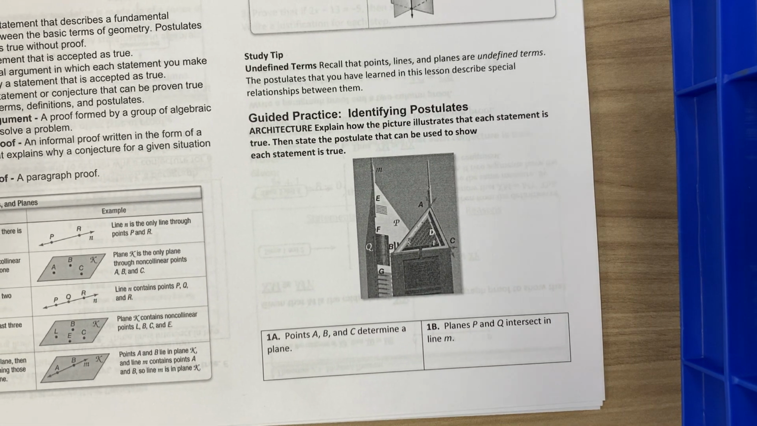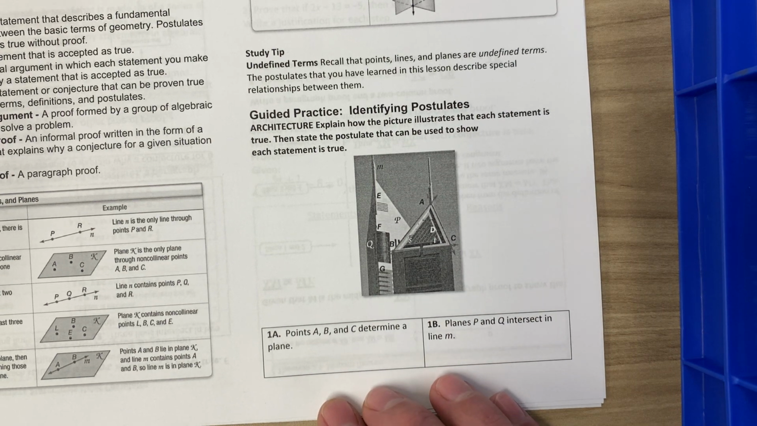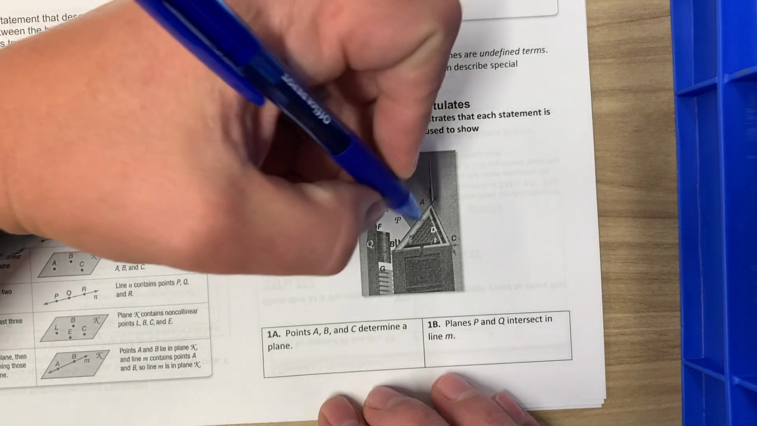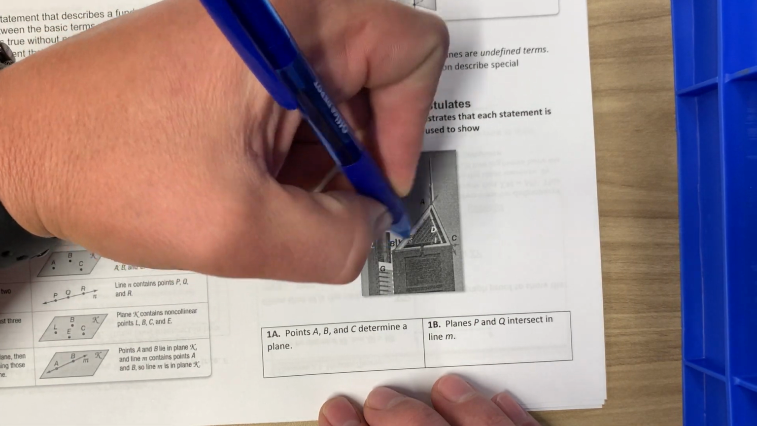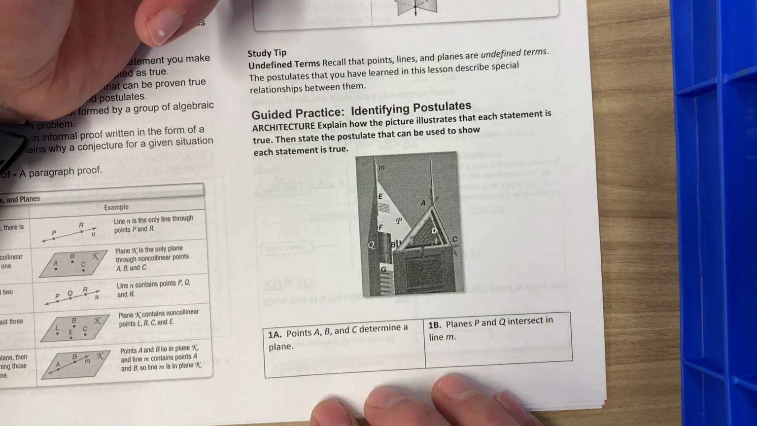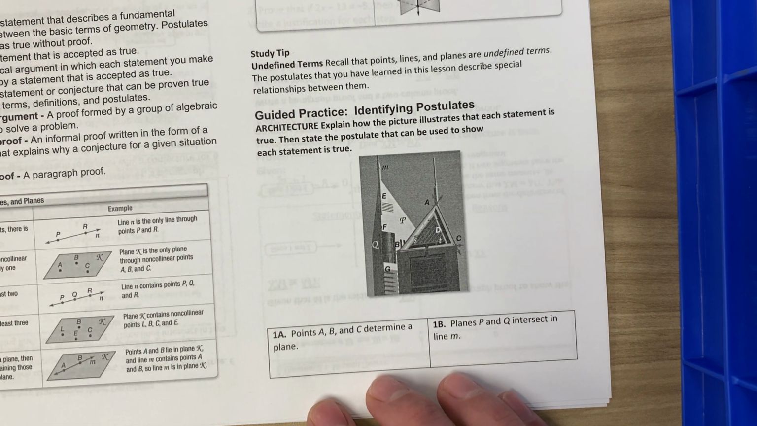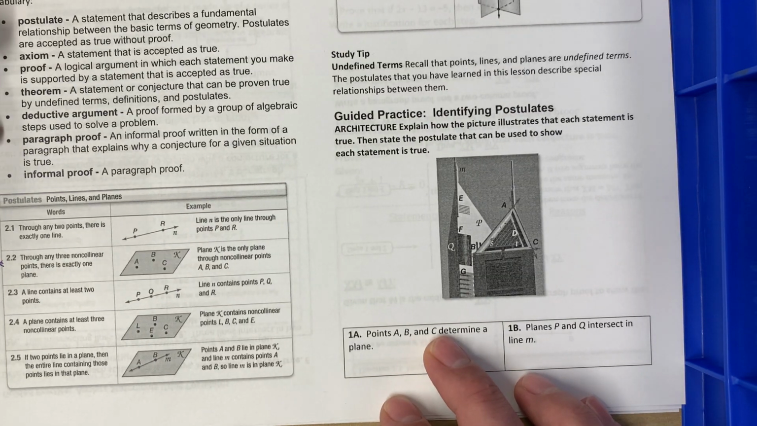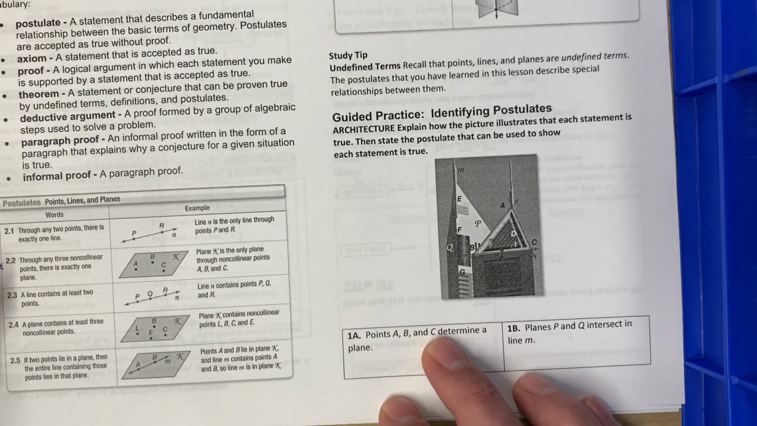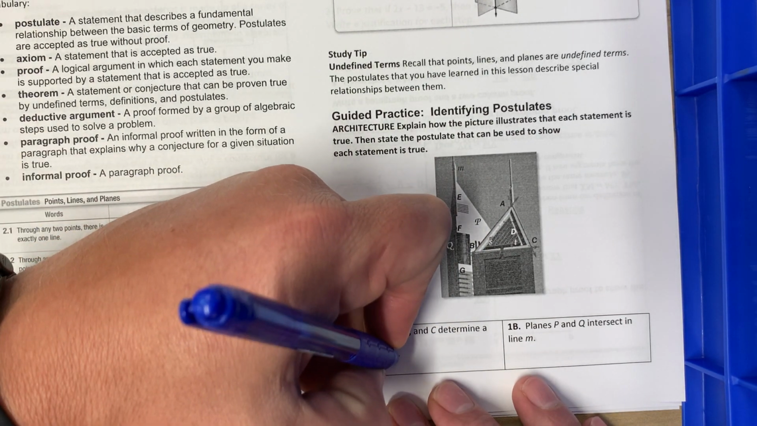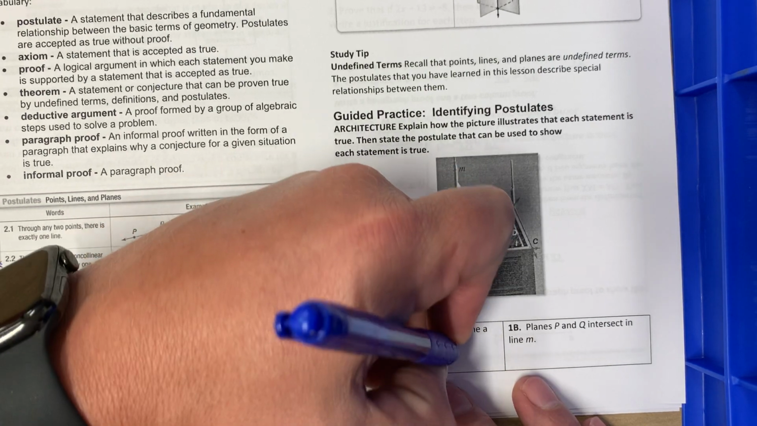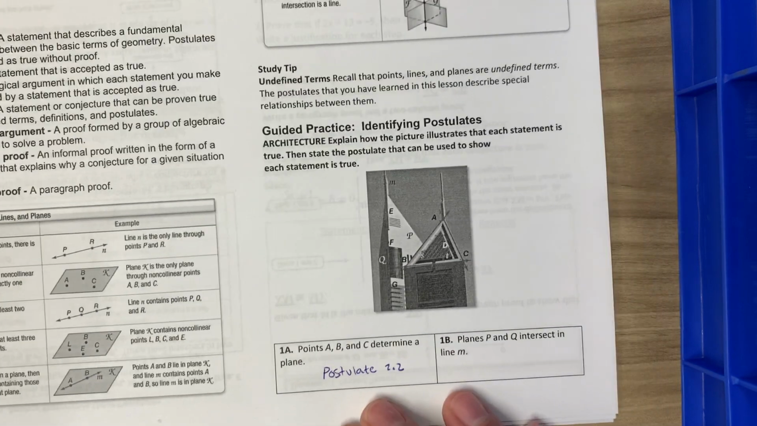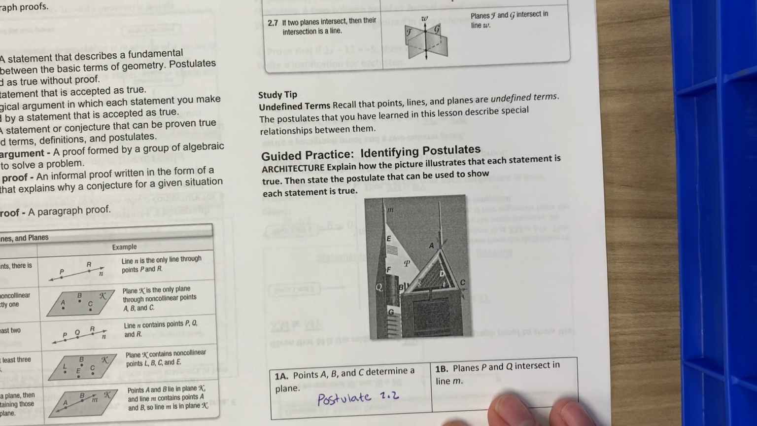So right here, our first one, explain how the picture illustrates that each statement is true, then state the postulate that can be used to show each statement is true. So we have points A, B, and C, and determine a plane. So we have a point A, point B, and point C, if you can see that on my paper. And so that's saying that it's on a plane. Those are 3 points. So it's gonna be 2.2, so this one right here, talking about the 3 points on a plane. So it'll be postulate 2.2.